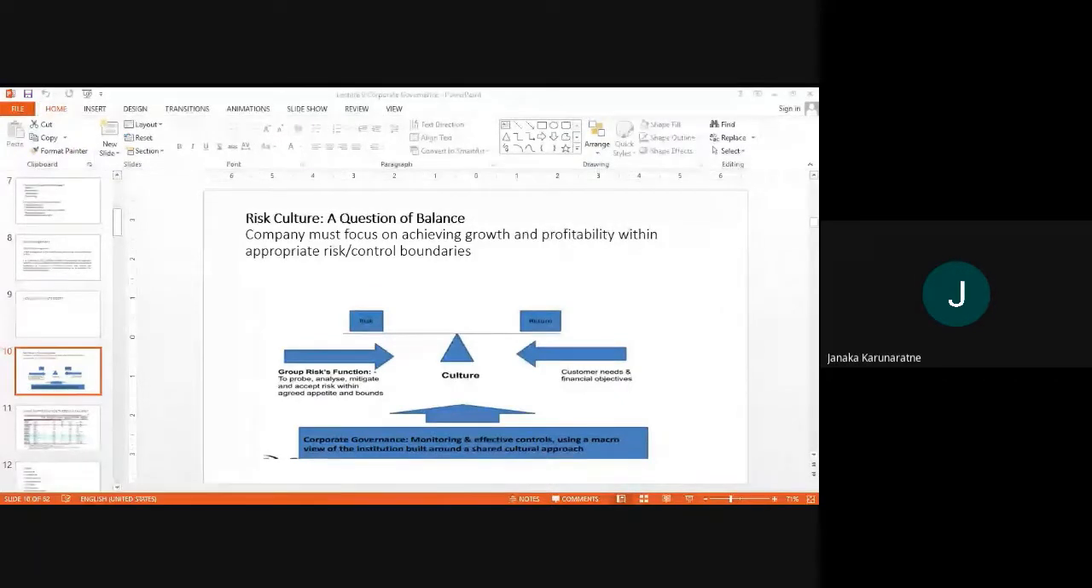Okay, the group's risk function, if you are part of a group, is to probe, analyze, mitigate, and accept risk within agreed appetite and the boundaries. Then on the return side, customer needs and financial objectives. So it is a mix of risk and return, and together it depends on the culture you adopt in your organization. It is the corporate governance, monitoring and effective controls using a macro view of the institution built around a shared cultural approach. So, needs of both parties.